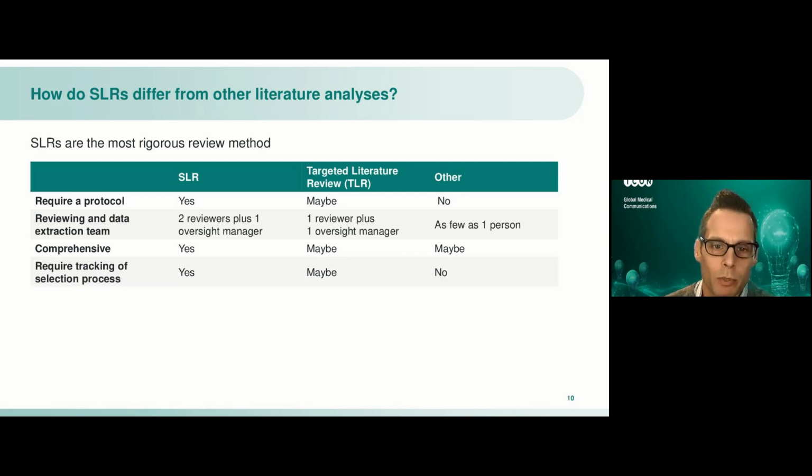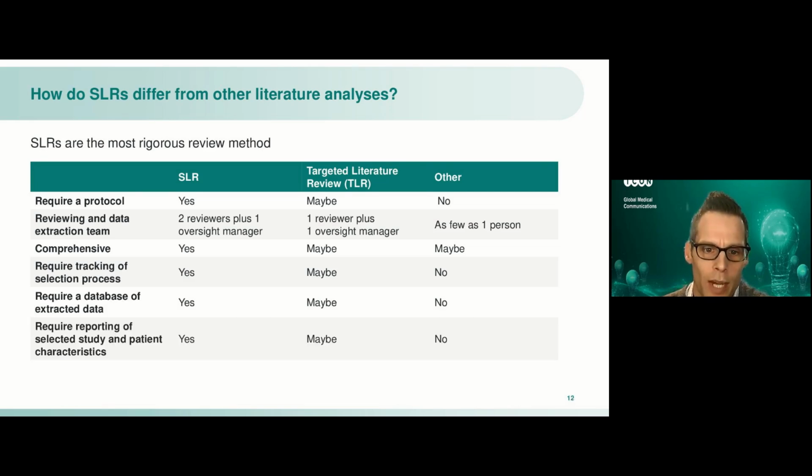They require you to keep track of your selection choices. So why are you including or excluding articles that you've captured in your search? You might do that for your TLR, maybe not for other literature review options. For SLRs, you're going to create a database of extracted data. Might do that for TLRs, maybe not for other literature review options. And they require very specific reporting criteria, including reporting tables of your study and patient characteristics. Might do that for TLRs, maybe not for other literature review options. So ultimately, SLRs, really the most rigorous review option.